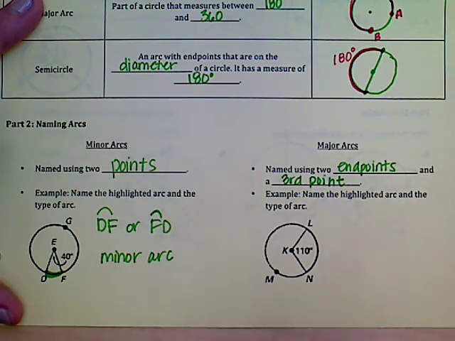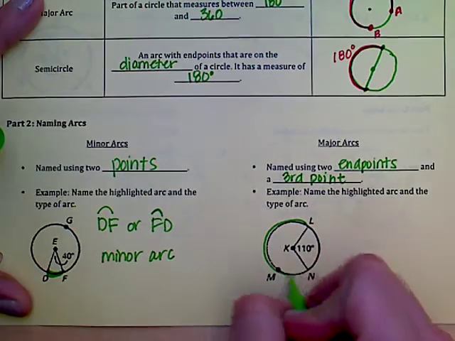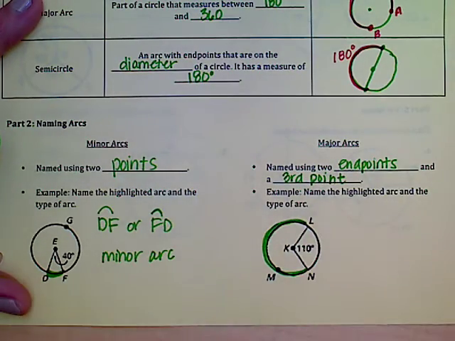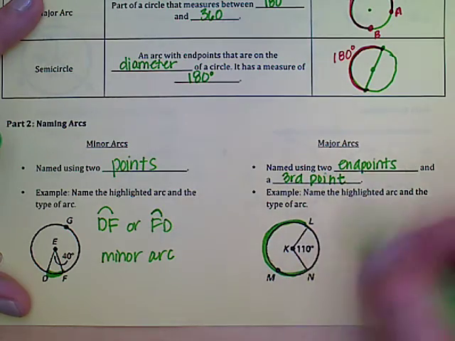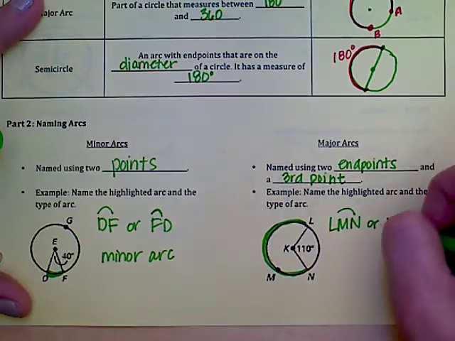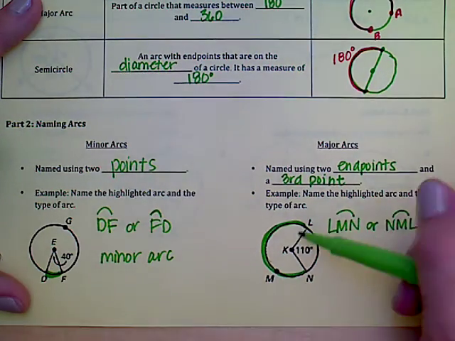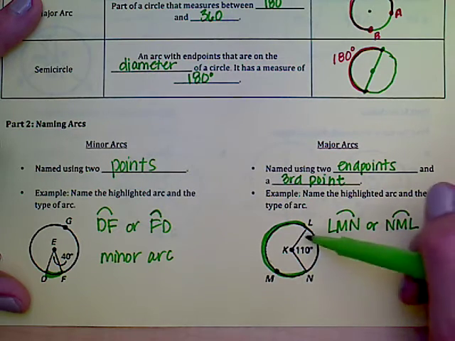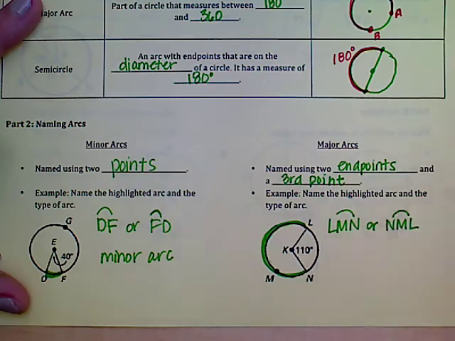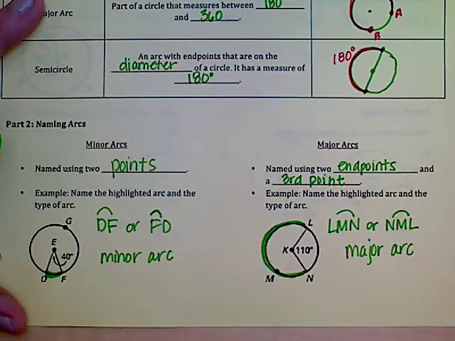So if it's a major arc, or more than half the circle, you have to use 3 points. If I highlight this big major arc, I need to use 3 points to name it. So it's going to be LMN or NML. The reason I have to name it that way is because if I just said LN, you're going to think I'm talking about this little arc. But that third point tells me that I'm going all the way around that circle. And that's a major arc.